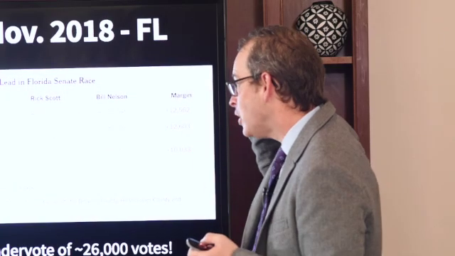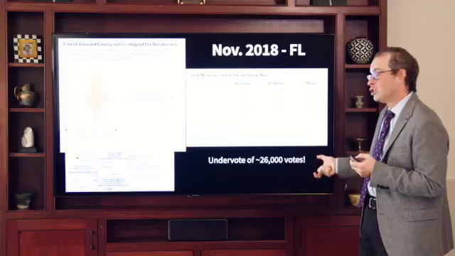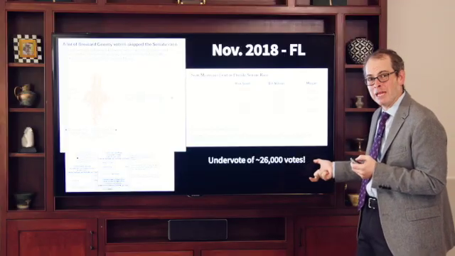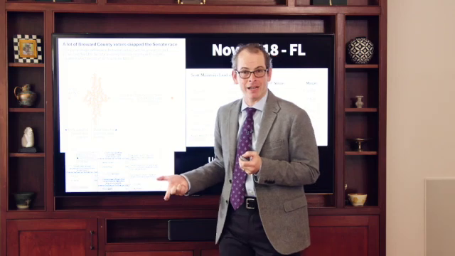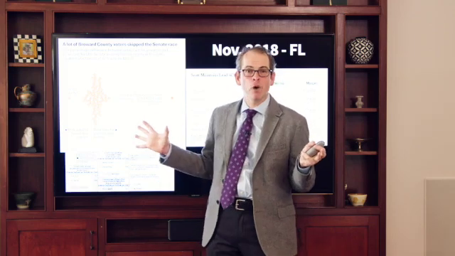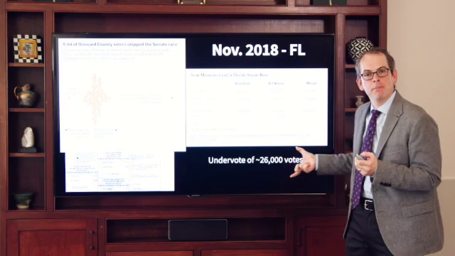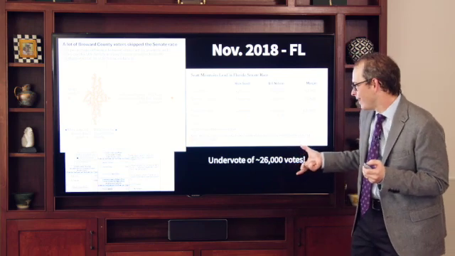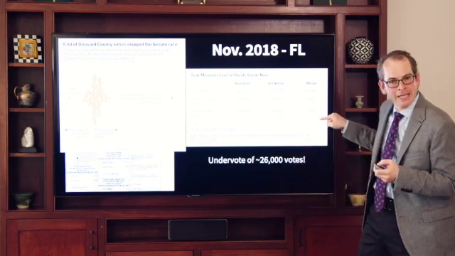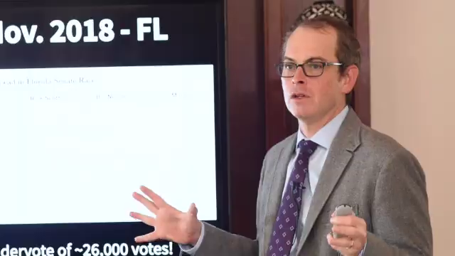So again, the margin was 10,000 votes between Scott and Nelson. Roughly 26,000 people in Broward County didn't vote in the Senate contest. Now, we can't say they all would have voted one way or the other. We don't know how they would actually have voted. But the number of people who didn't vote is nearly 3 times the margin, which highlights the importance of simple things such as ballot design on the outcome of elections.